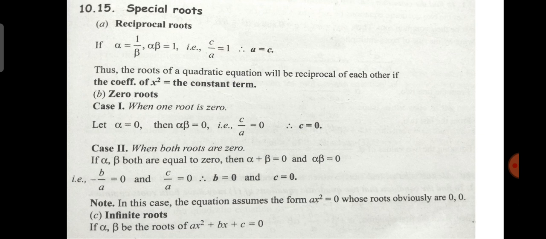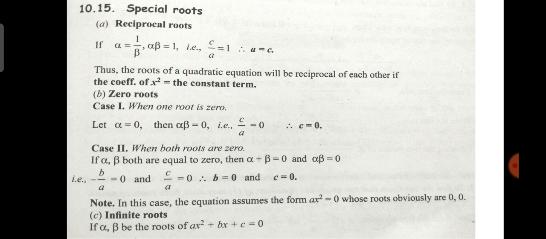Okay, if the coefficient of x square is a constant term, the roots will be reciprocal. And when one root is 0, that is alpha is 0, alpha beta is 0, that is c is equal to 0. That is the 0 root. One root is 0, the other root will be non-zero. And if both the roots are 0, that is given as 0 roots.